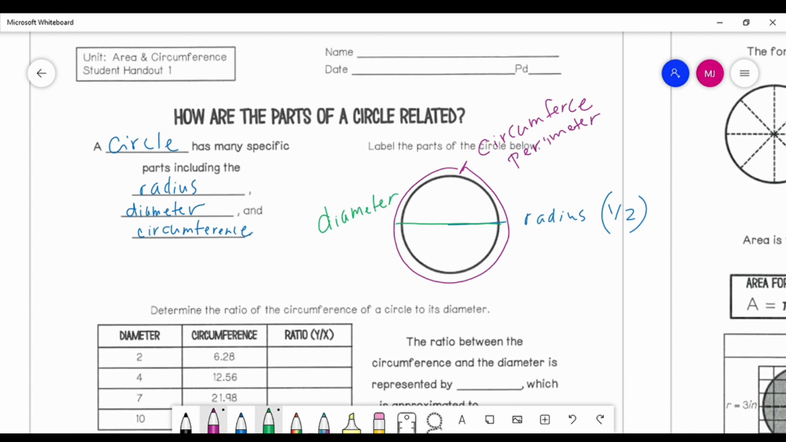Okay, so the radius and diameter have to go through the center of the circle, so that's the widest part of a circle. Obviously, I could take a line and put it anywhere else across the circle, but that's not the widest part. And so it has to go through the center on a radius and a diameter.